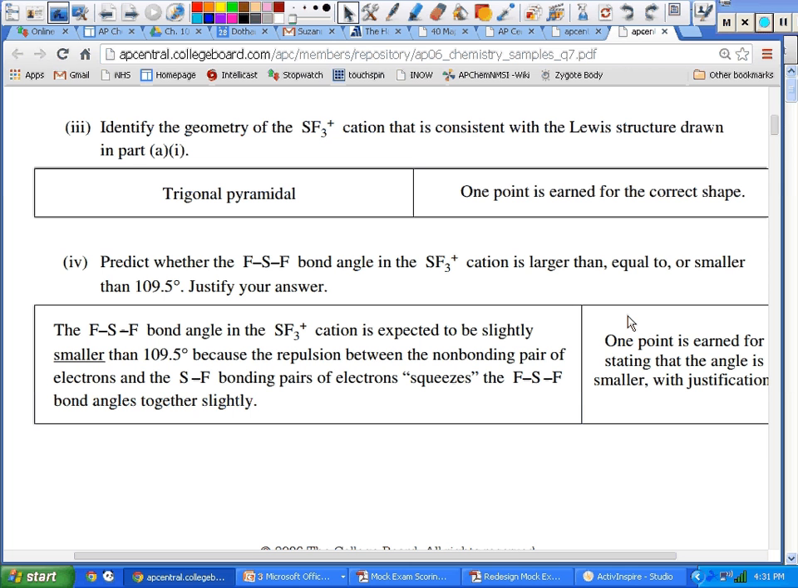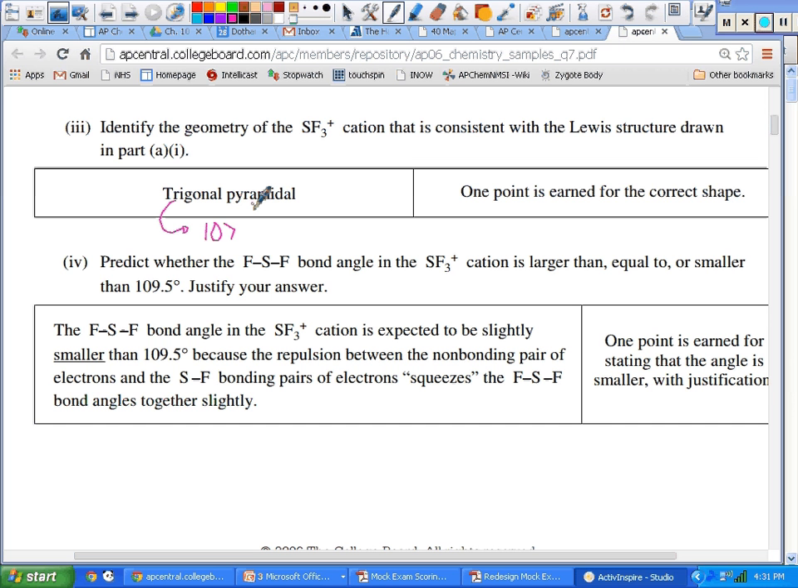All right. Predict whether the FSF bond angle in that cation is larger than, equal to, or smaller than 109.5. This is 107. So that automatically tells you what? It's smaller. But why is it physically smaller?